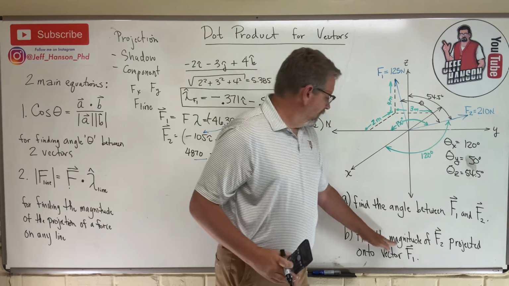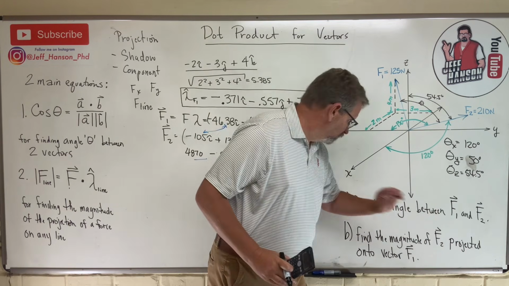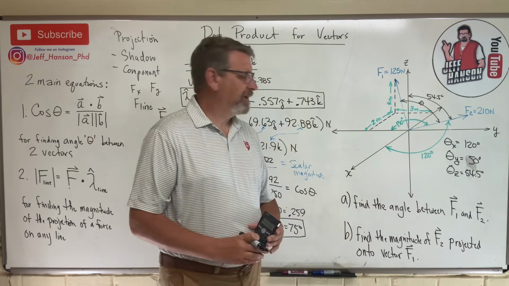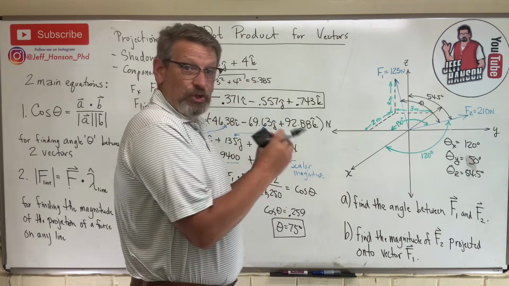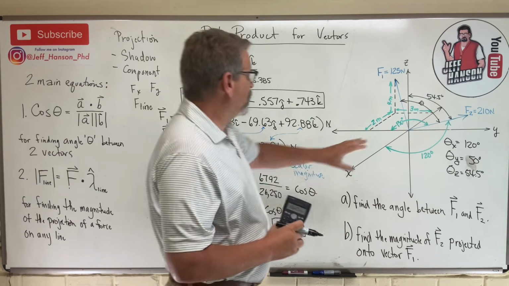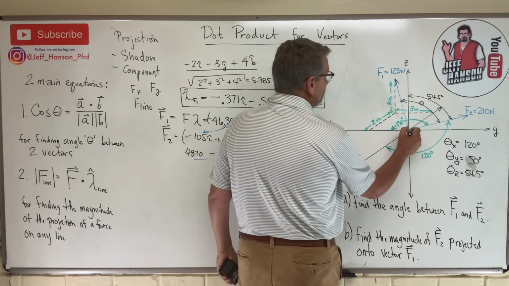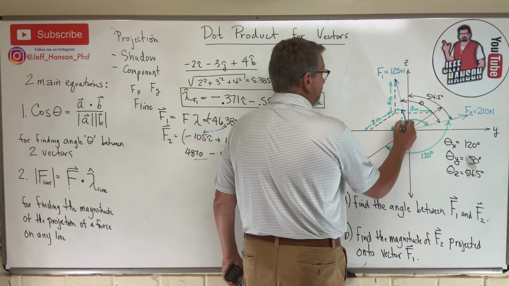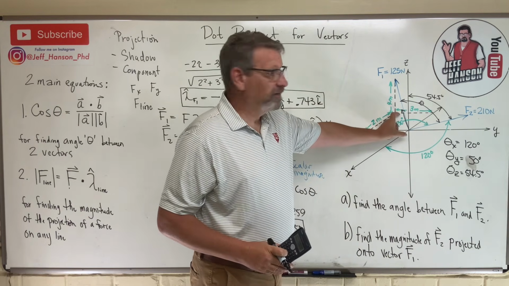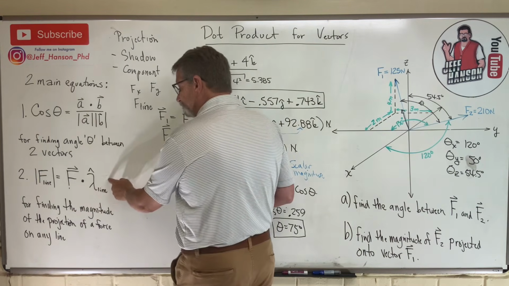Find the magnitude of the projection of F2 onto F1, okay? So F2 is doing the projecting, right? F1 is just a line. So F2 is going to be projected onto this, and it's going to give me a component along that guy there. So it's asking me how big is that component? Well, here's the equation for it right here.